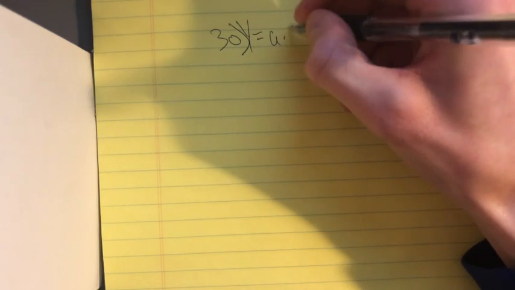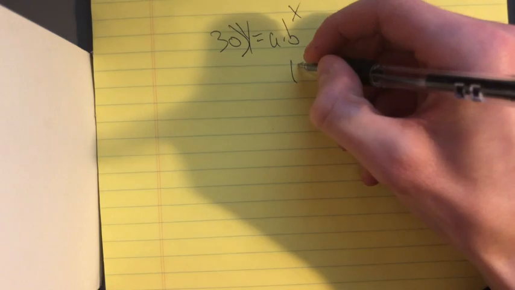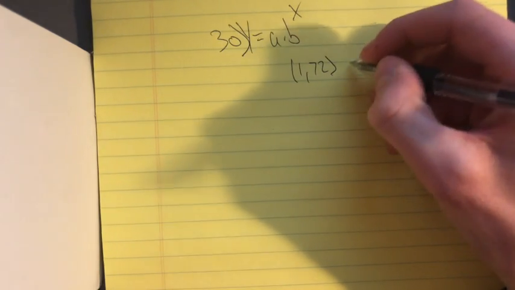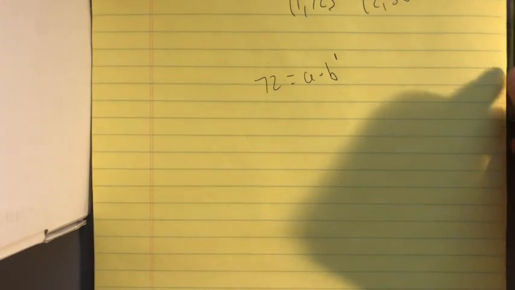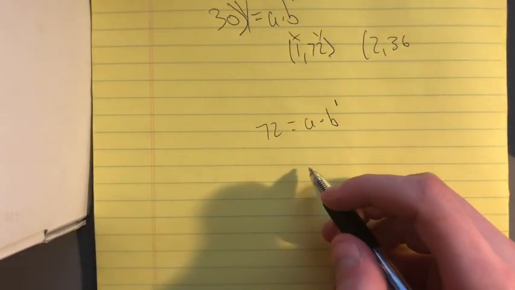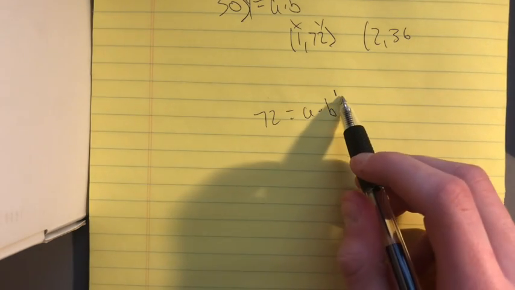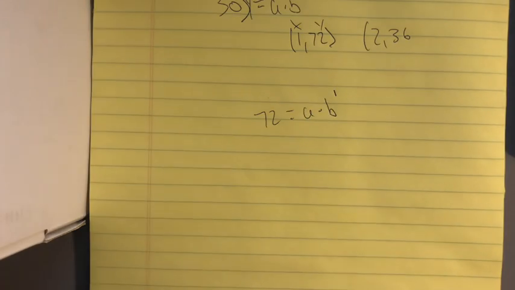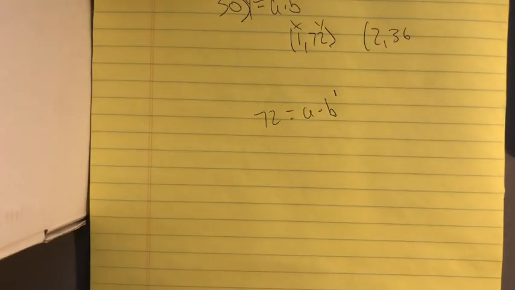So what we're going to do here is we have to write an exponential function. So y equals a times b to the x, and these are our points. We got (1, 72) and (2, 36). And so what you do here is you just gotta plug x and y in. So 72 for y and 1 for x, and then take a look at the notes on the last page.